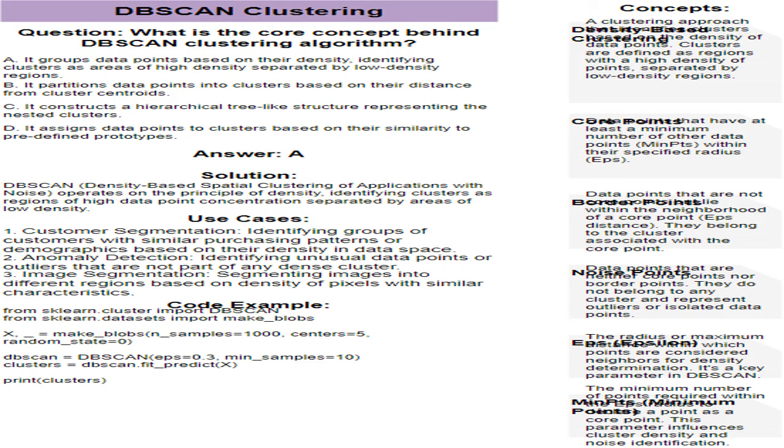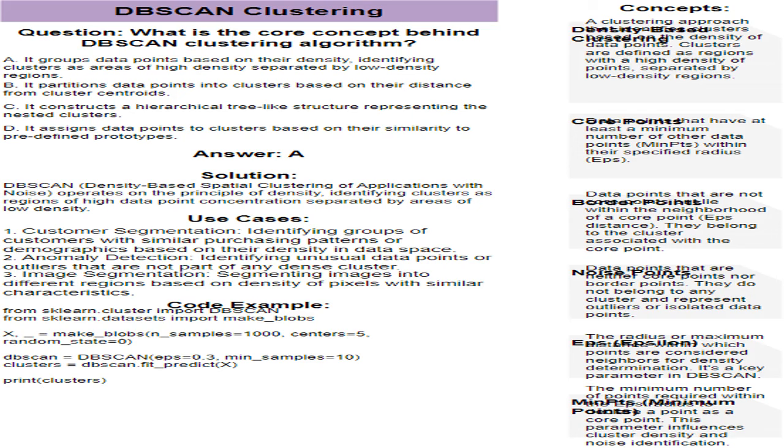Eps, epsilon. The radius or maximum distance within which points are considered neighbors for density determination. It's a key parameter in DBSCAN, influencing the size and shape of clusters.